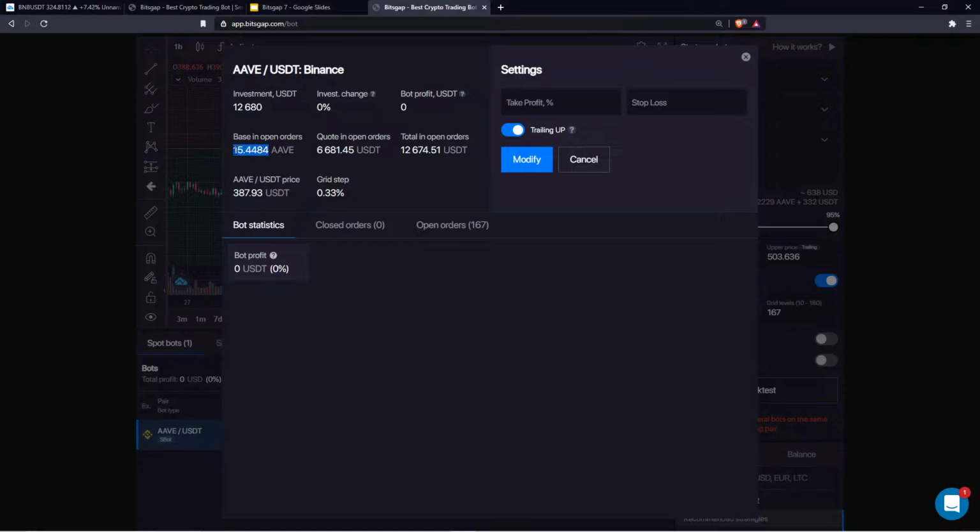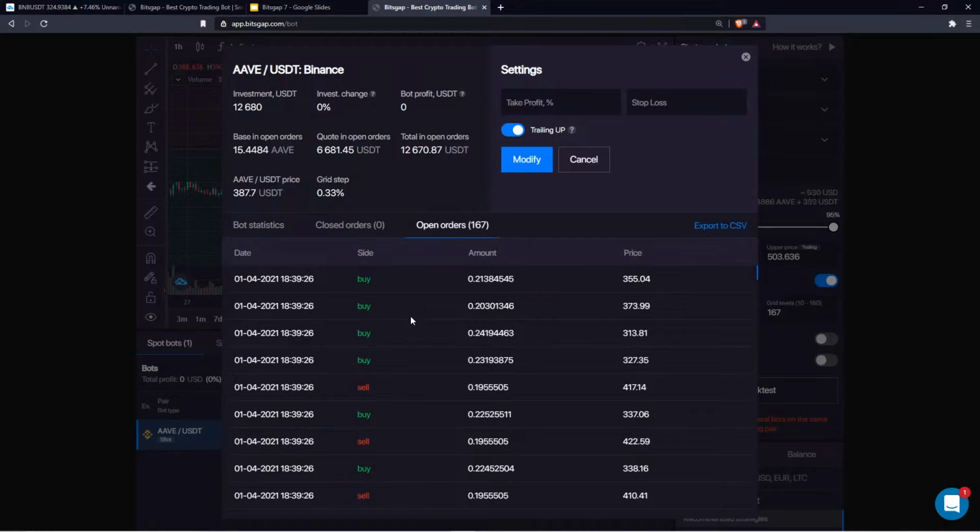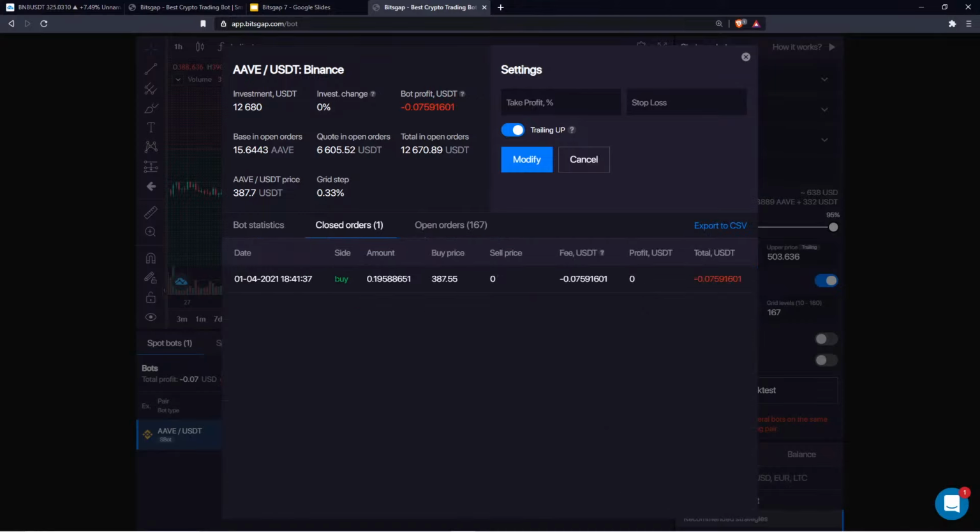So we are exposed to around $6,000 worth of AVA. The number of AVA you have in the base, in open orders, always changes because the bot buys and sells. You see, now it just initiated a buy order, and you will notice that the amount of AVA has slightly changed as well, because we purchased this amount. Now we have more AVA in the base, so our risk exposure is a bit bigger than the one we had like 20 seconds ago.